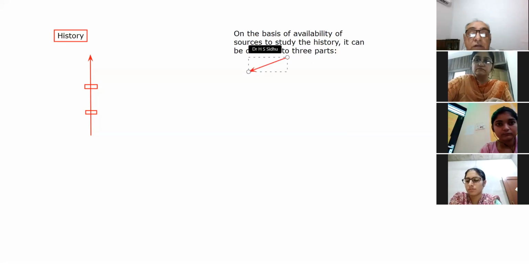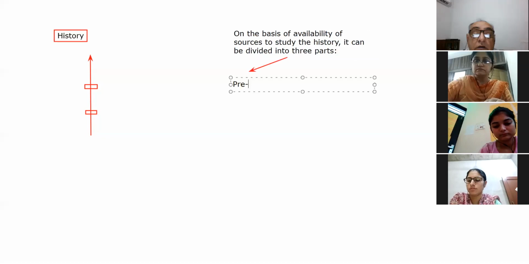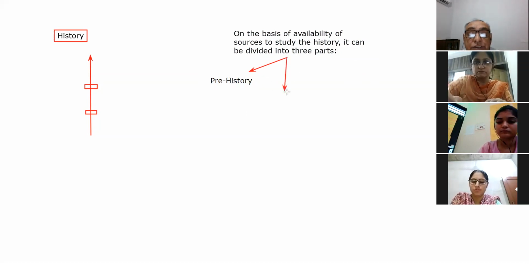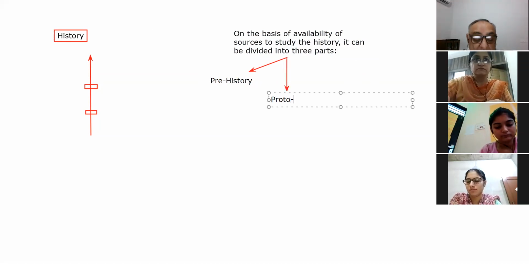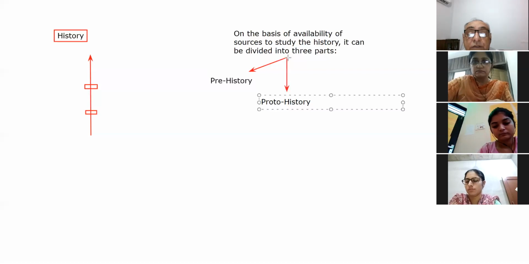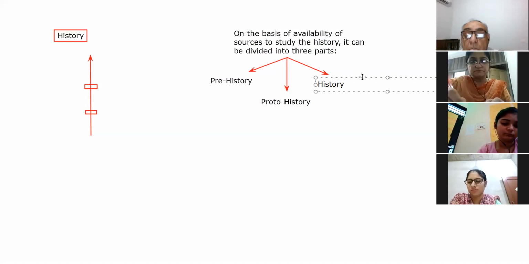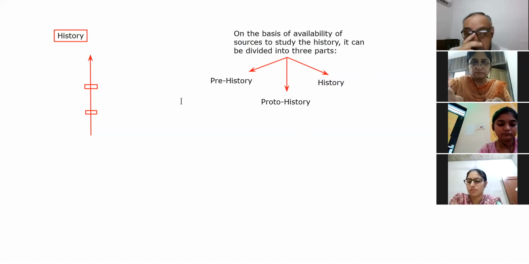One is called the prehistory. Second is called the proto-history. And the third period is called the history. Right? So this is how it is determined.